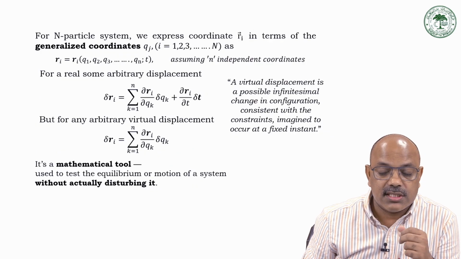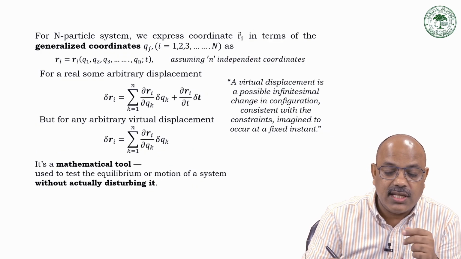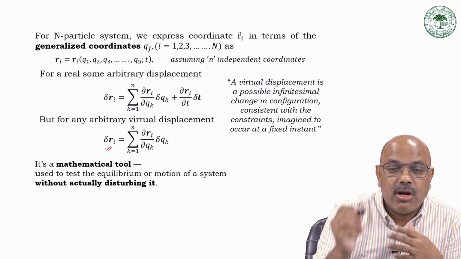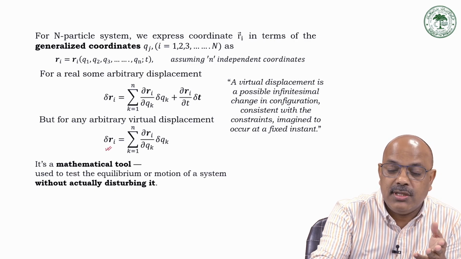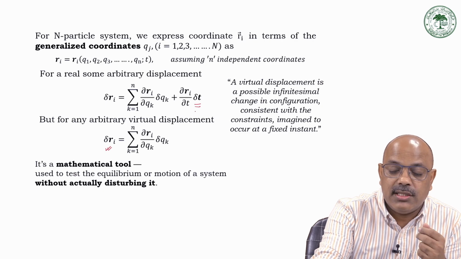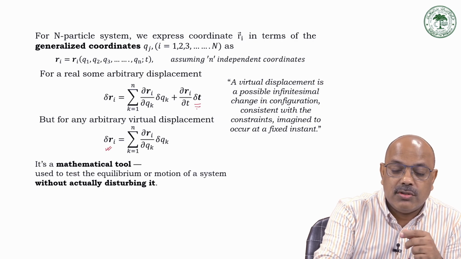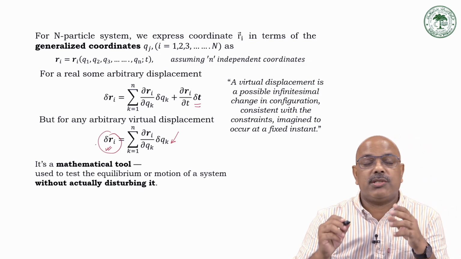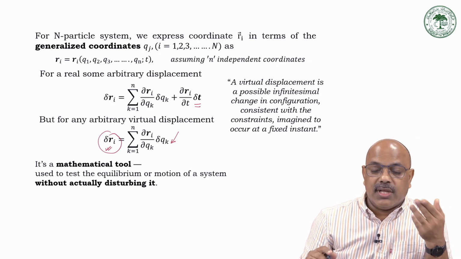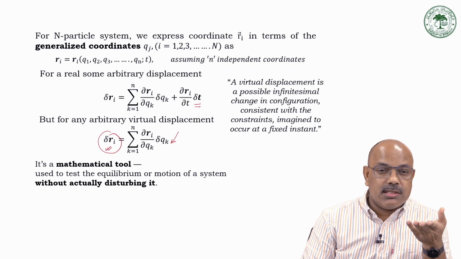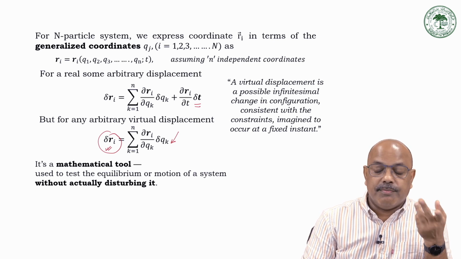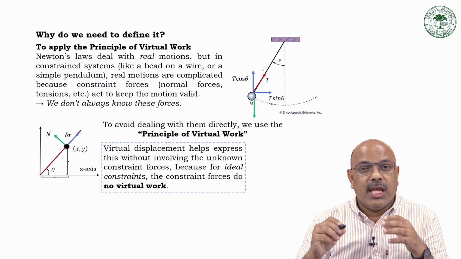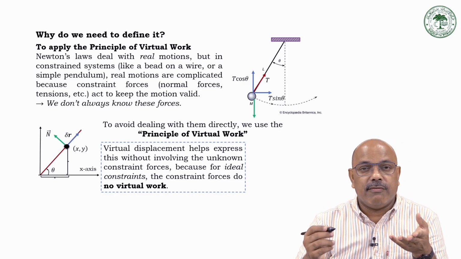So all in all, we discussed this delta ri. When you talk about the real displacement, time is involved, delta r by delta t, but when time is 0, what you get is delta ri, the virtual displacement of the system, that is the change in the configuration. It is a mathematical tool, and this mathematical tool is helpful in defining the principle of virtual work.